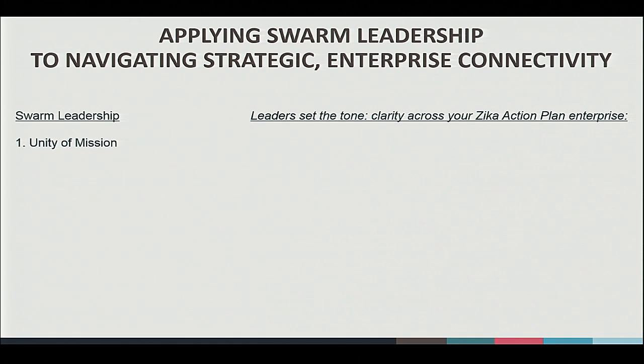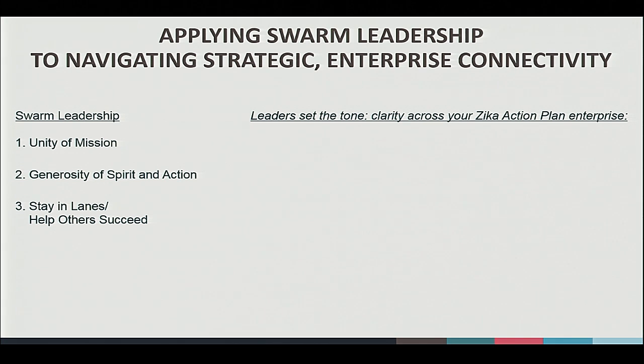The first was unity of mission. In Boston, it was all save lives, and everyone was clear that was number 1. The second was generosity of spirit and action. People wanted to help out. When the help was given, it was appreciated, and it really created multiplier effects so that a lot was done and a lot of people were working together. The third principle of swarm leadership is everybody stayed in their lanes and helped others succeed.